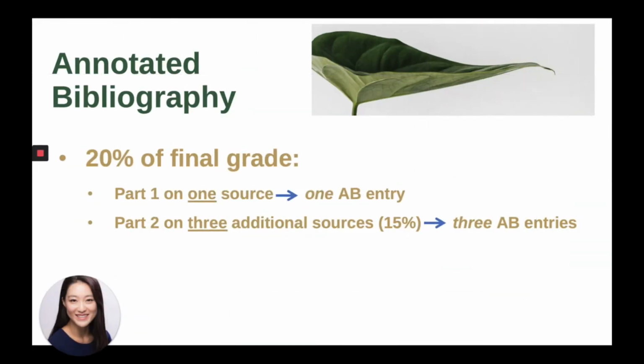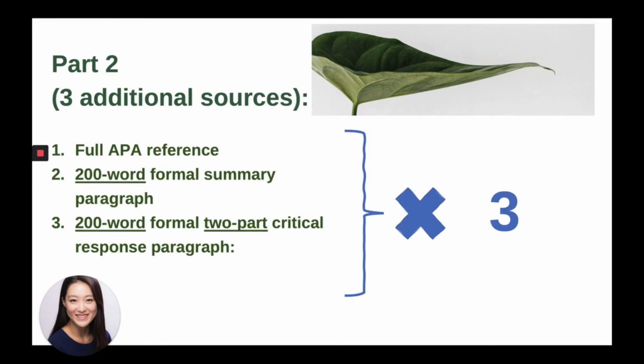To clarify, Part 1 asks for one source, and therefore it will be one Annotated Bibliography entry. Part 2 asks for 3 additional sources, and therefore it will require 3 Annotated Bibliography entries. In other words, Part 2 requires 3 of the entries.